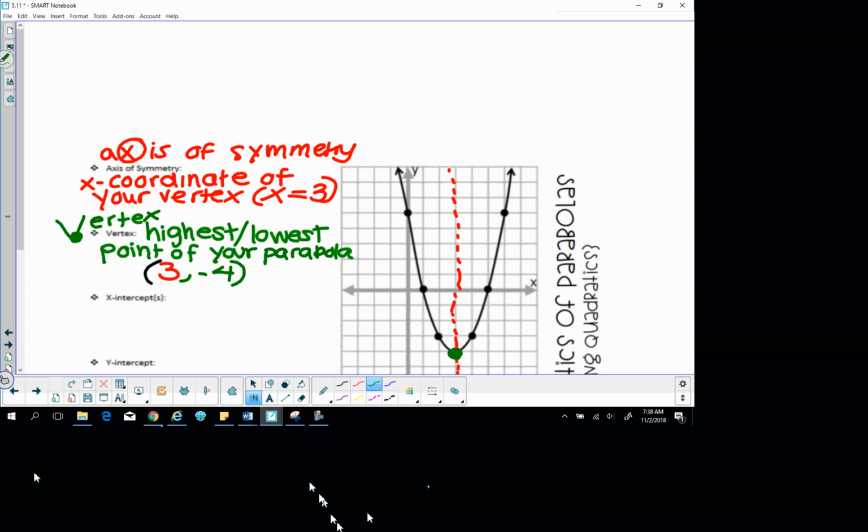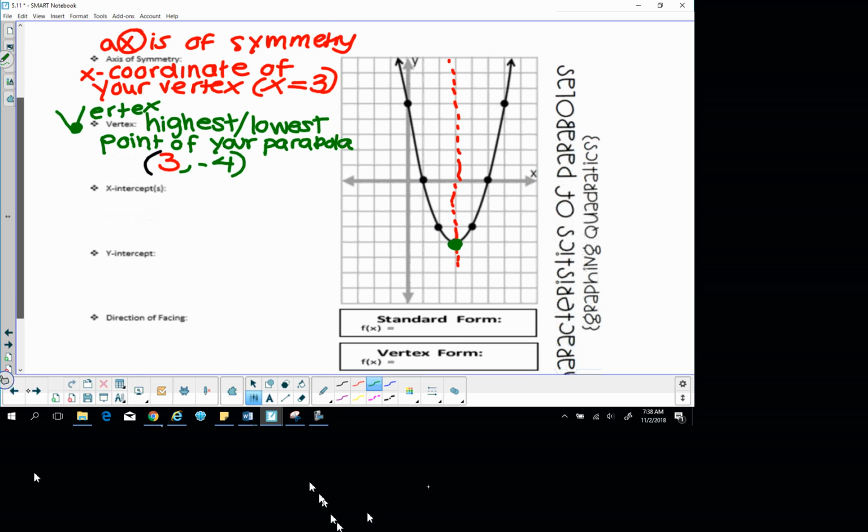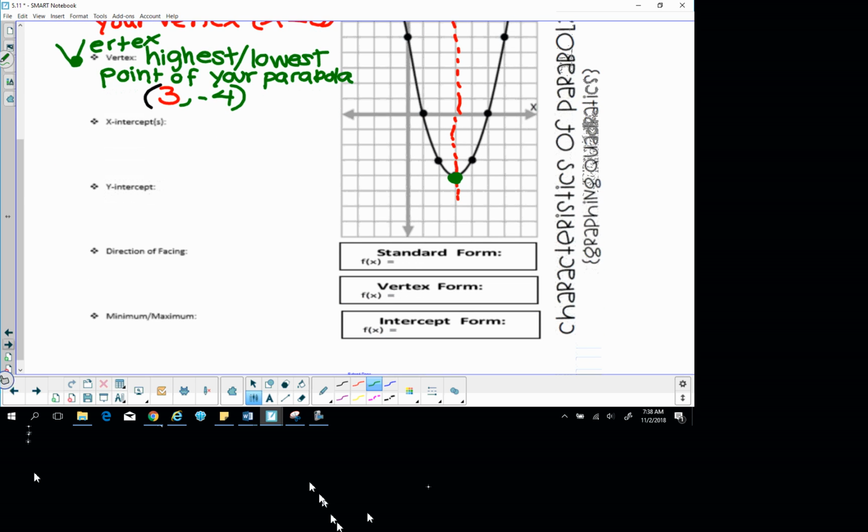I'm going to actually go down to the last one where it says minimum or maximum. And so minimum or maximum means the y value of your vertex. So if you go down right here, and I'll go back up in a second. Minimum and maximum is your y value of your vertex.